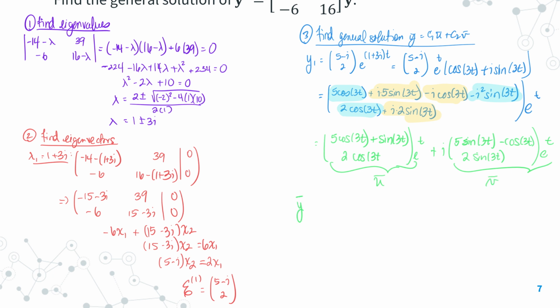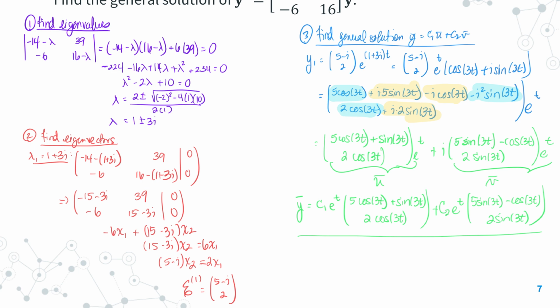So our general solution, y, is c1, and I'm going to put the e to the t in the front again, and then our 5 cosine of 3t plus our sine of 3t and our 2 cosine of 3t, plus c2 e to the t and our 5 sine of 3t minus cosine of 3t and our 2 sine of 3t. And that is our general solution here.